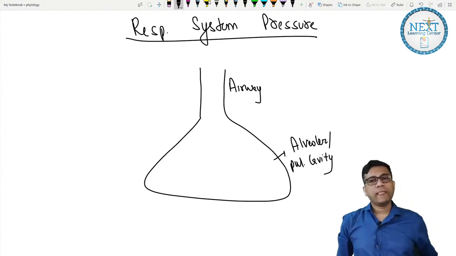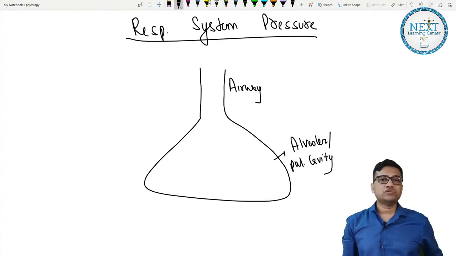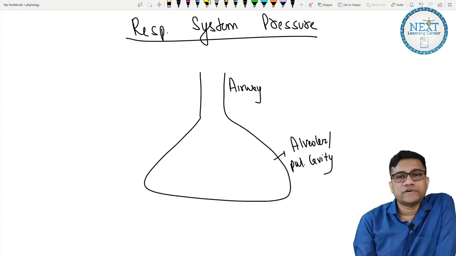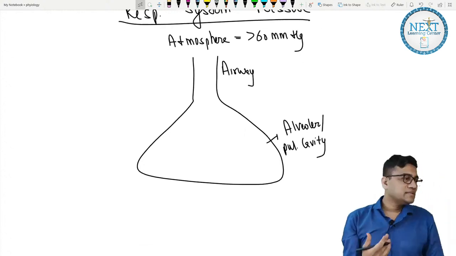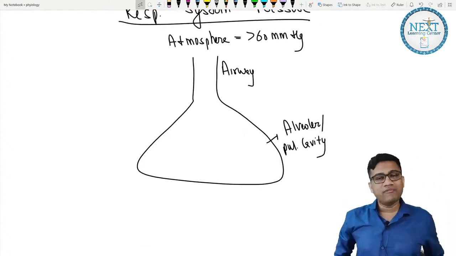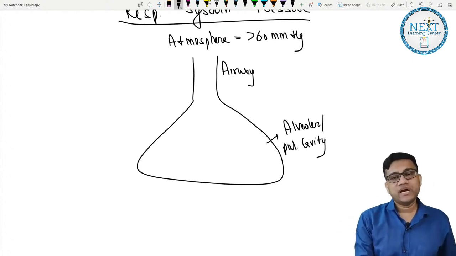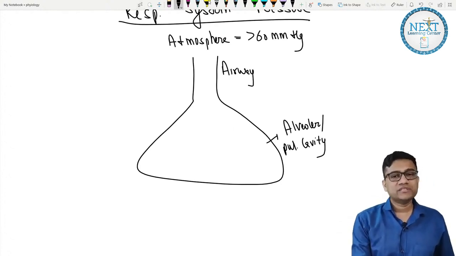So alveolar or pulmonary cavity. Okay, so first question, what is outside? So this is atmosphere, this is atmosphere. What is the pressure? 760 mmHg. So now what happens, since the airways are connected to our lungs, alveoli, the pressure in the lung is also the same, and this is called IAP.